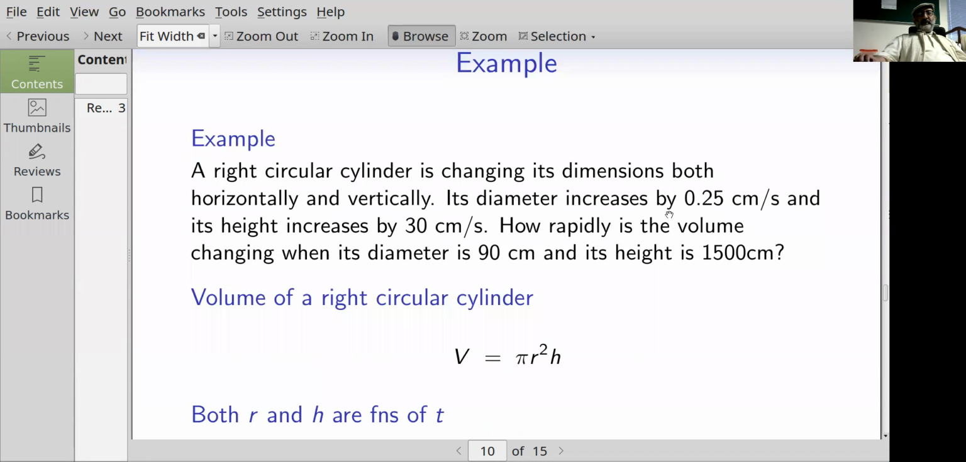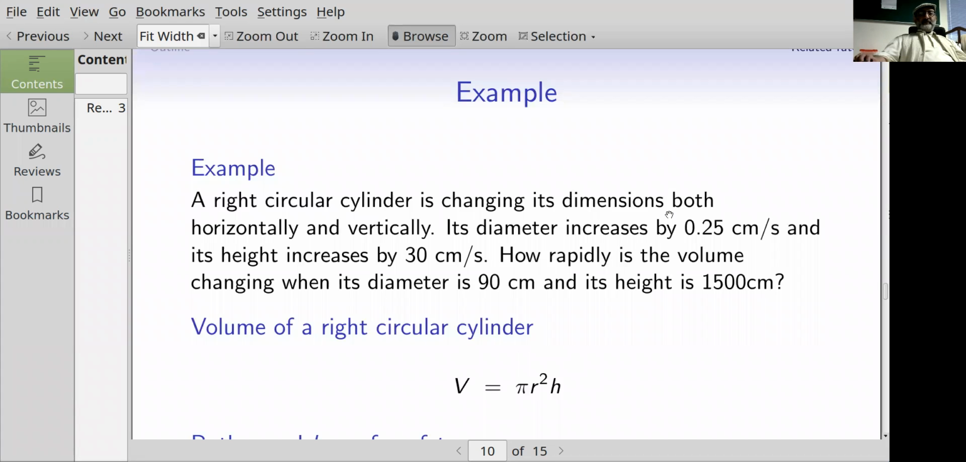Okay, so you've got a right circular cylinder. Its volume is given by pi r squared h. Its diameter is increasing by 0.25 centimeters per second. That means its radius is changing by half of that. And its height is increasing by 30 centimeters per second. So you've been given dr by dt, and you've been given dh by dt.